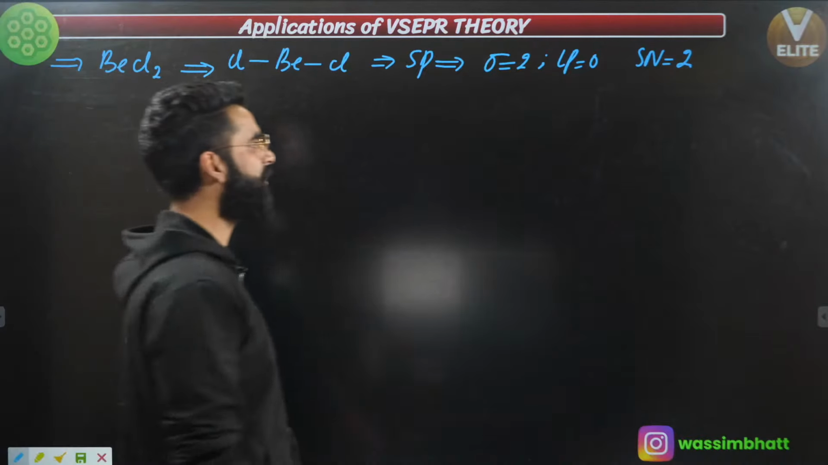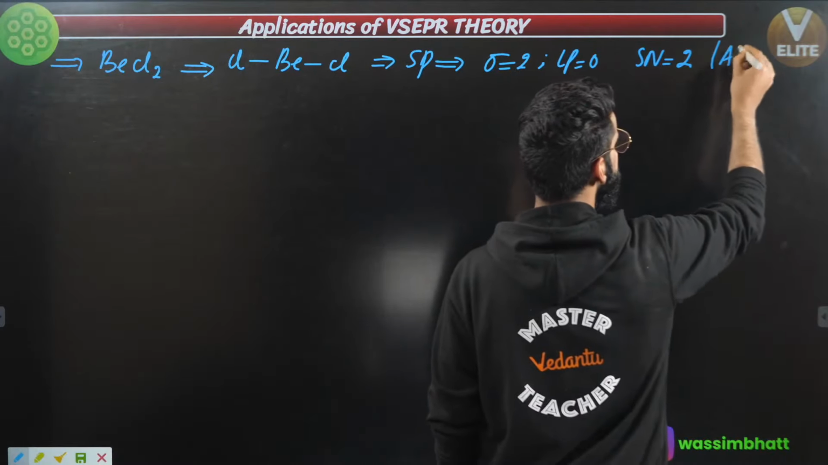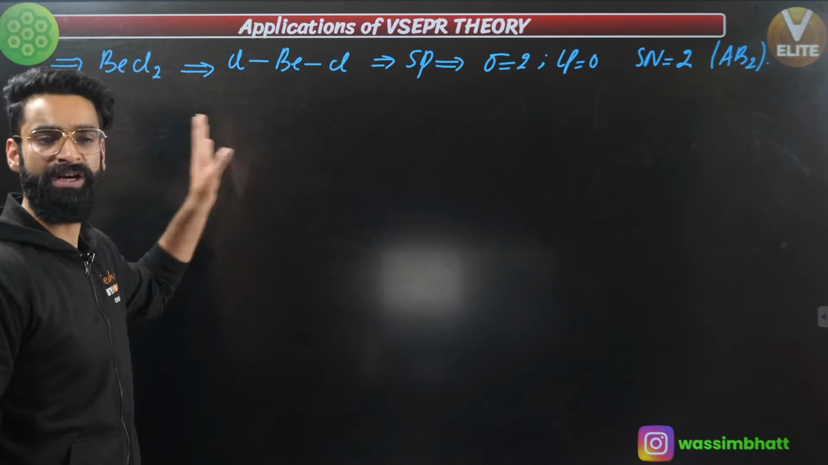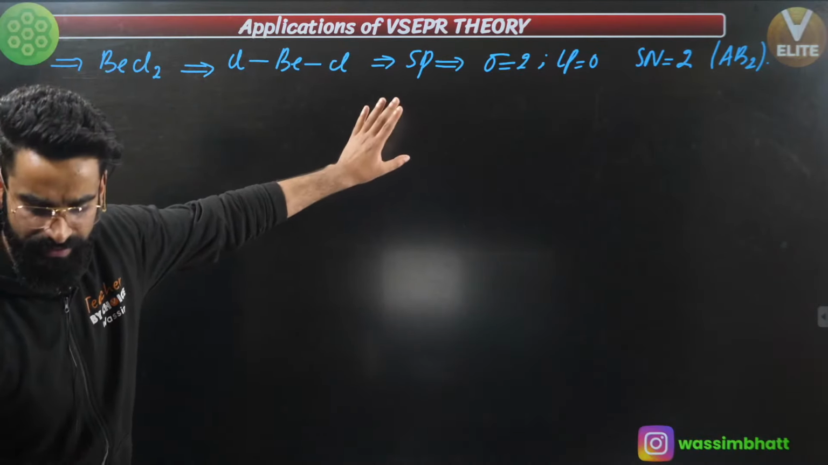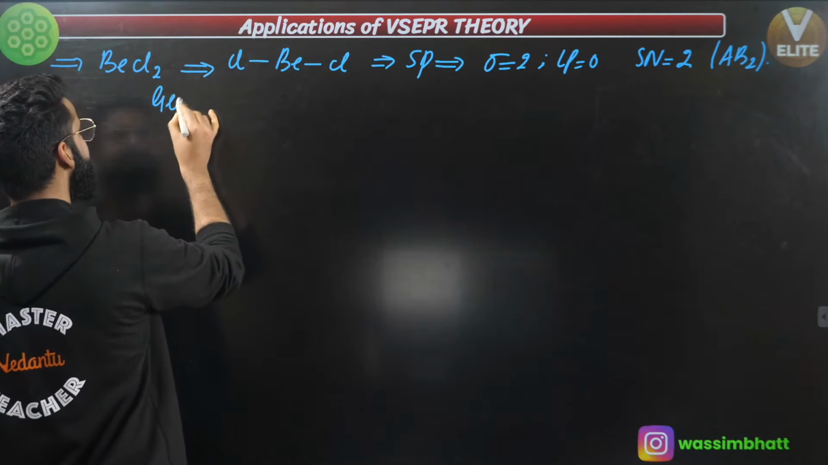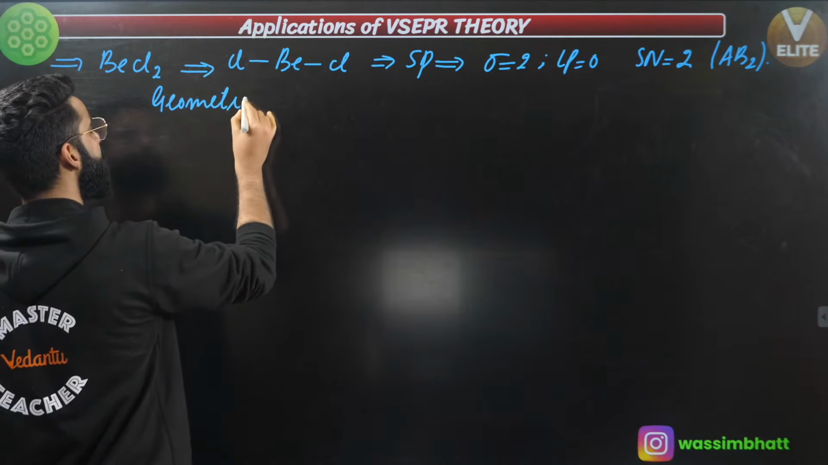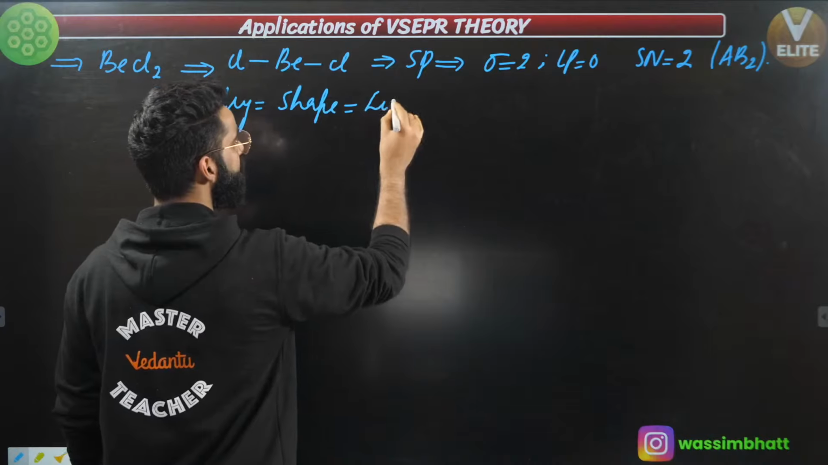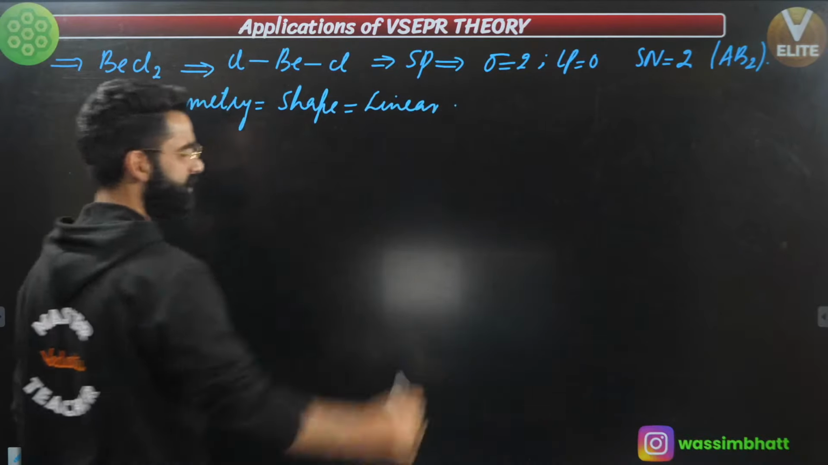What is the type of the molecule? The type of the molecule is AB2. Since there are 0 lone pairs, whatever is the geometry is going to be the shape. Geometry is equal to shape, and both are going to be linear. I'm sure this is clear.